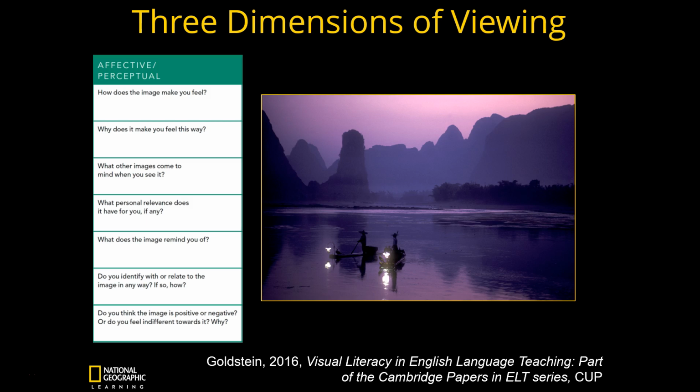The idea with the 3 dimensions of viewing is to get students interacting with images on different levels. In the first instance, we have the affective or perceptual viewing, which is essentially the image and the student. For example, how does the image make you feel? Why does it make you feel that way? What does it remind you of?